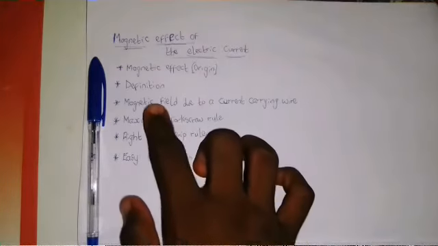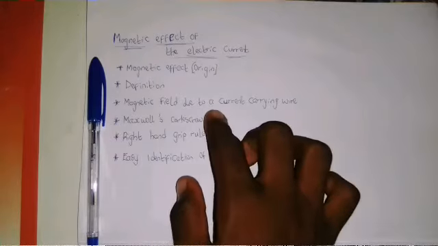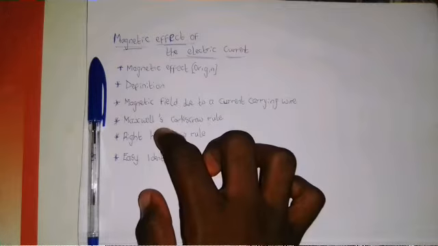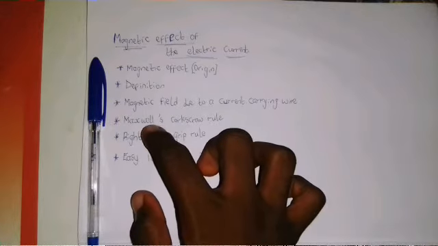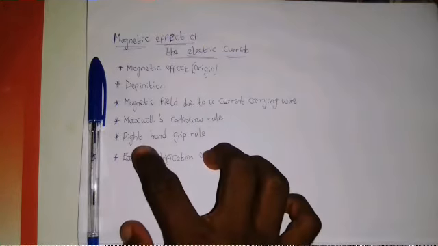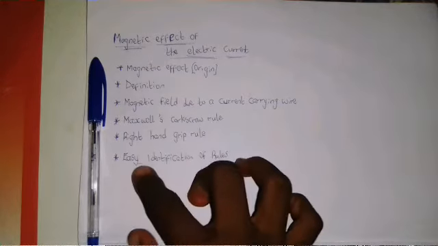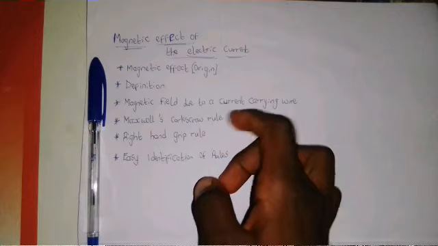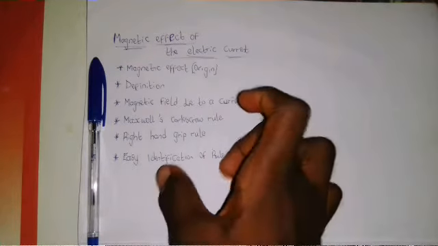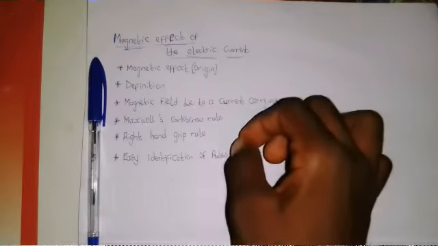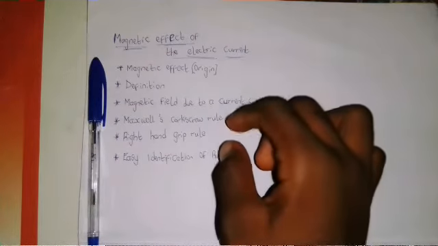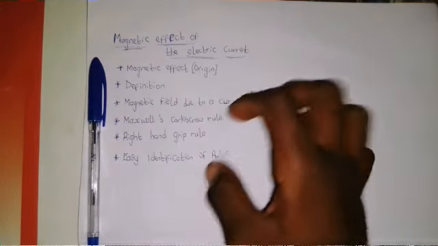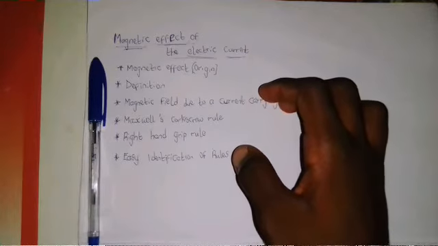Then also, we will discuss the magnetic field due to a current carrying wire. Then again, we'll discuss the Maxwell corkscrew rule and the right hand grip rule, and finally we would identify easily these rules. I will also show you the way to examine, the way to identify, and the way to use the rules we'll learn today in whatever question you find under this topic. All of this we're going to learn in this video.